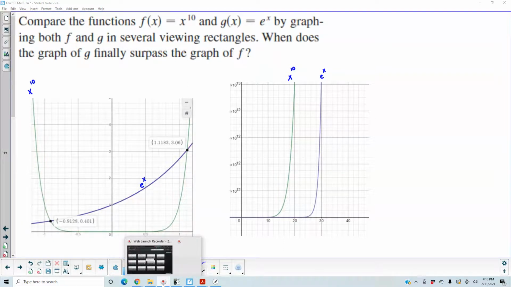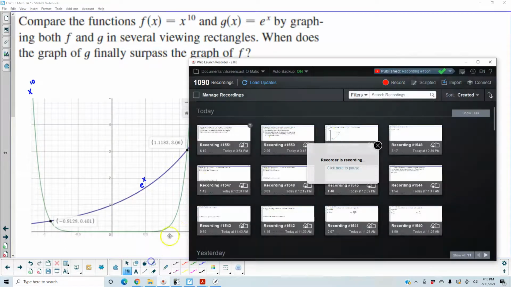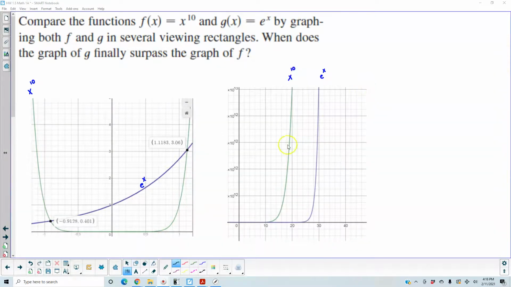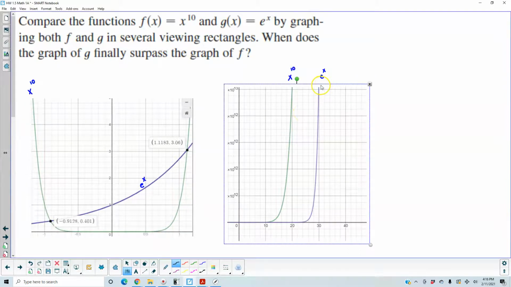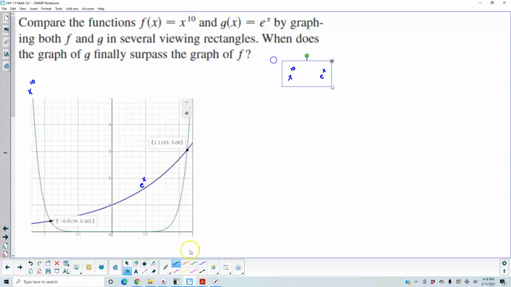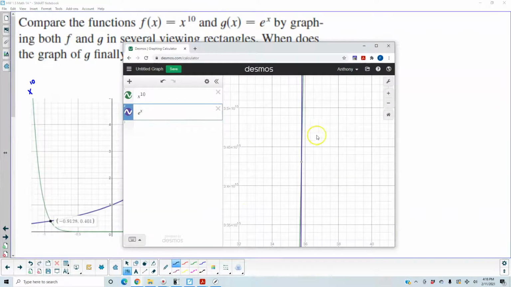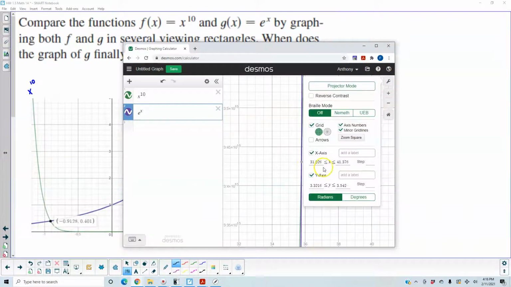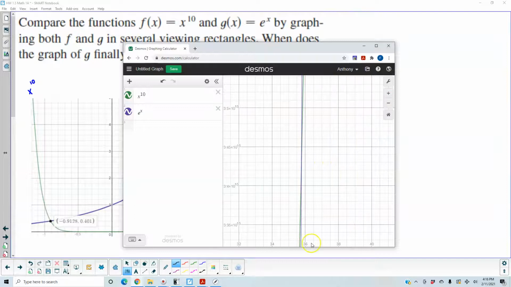So the question is asking us, when does the graph of g finally surpass the graph of f? Well, if we look at this second graph, we don't see that that's happening here. So we may need to look at a further dimension in our viewing rectangle. Here we have now gone to 31 to 41 on our x-axis, and then gone all the way up to 3.5 times 10 to the 15th.